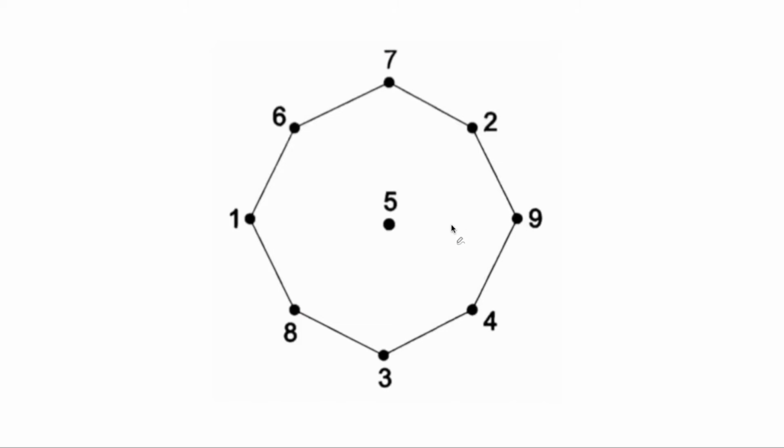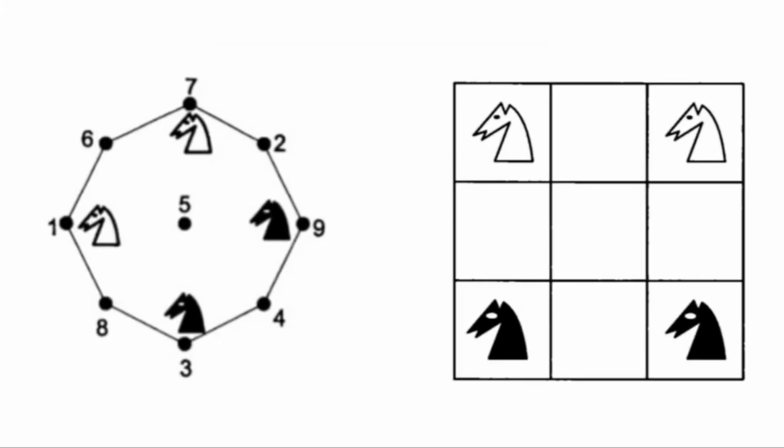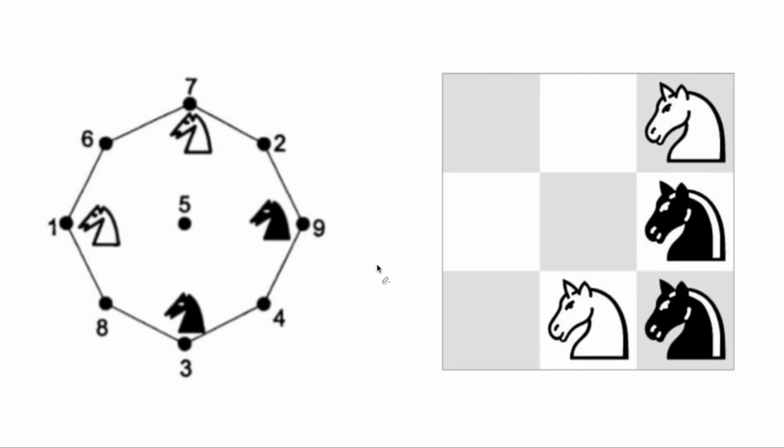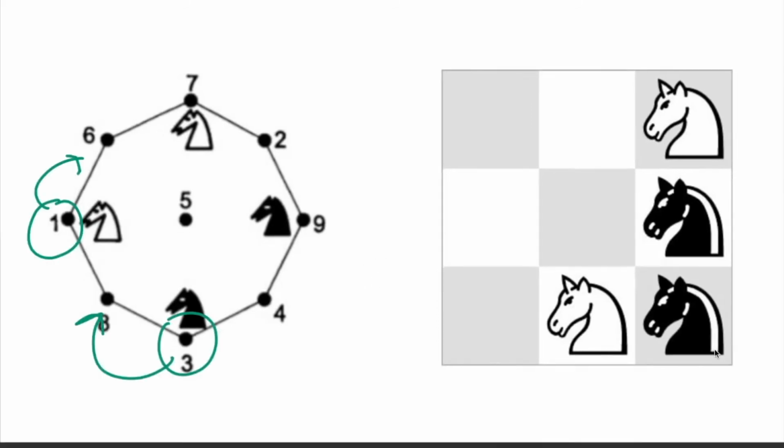Now all the positions on a chessboard can be represented by this graph and the moves can be replicated here. This is how our initial positions on the chessboard would look like on this connected graph. Now let's say a knight in position 1 moves to position 6 and a knight in position 3 moves to position 8. So this is what our board would then look like.